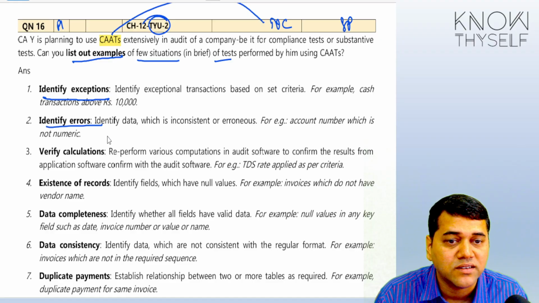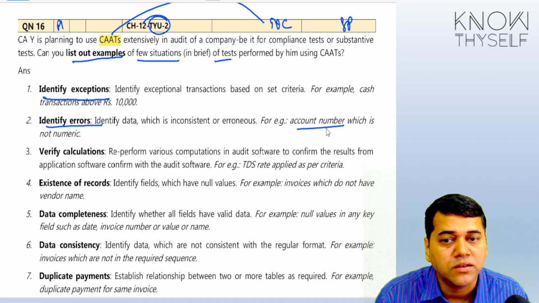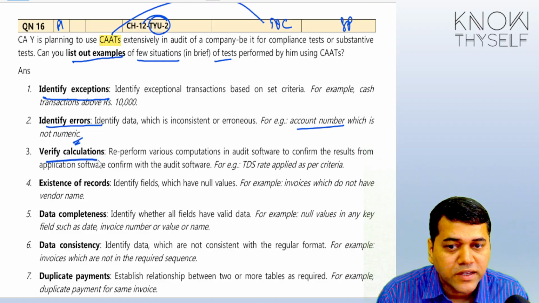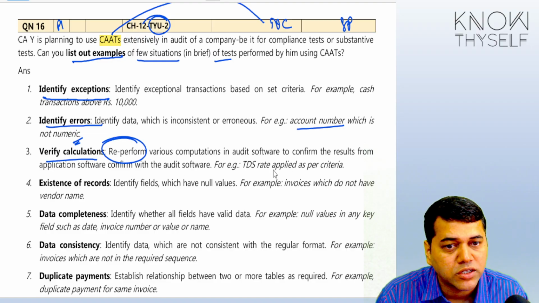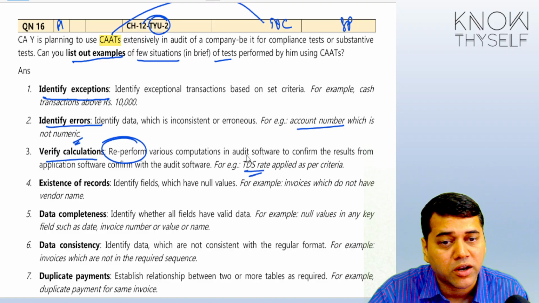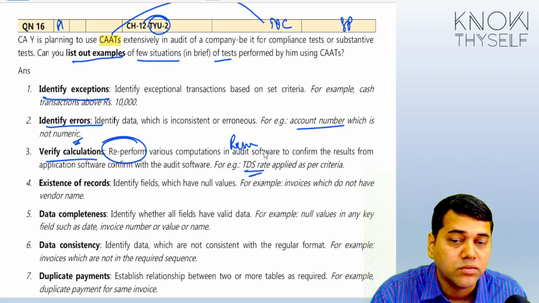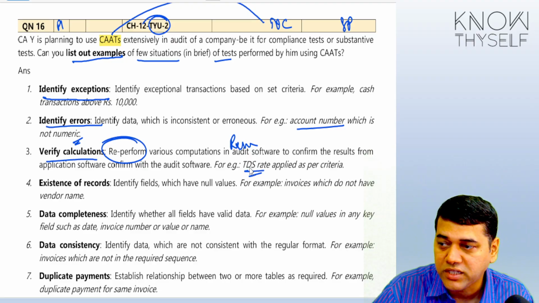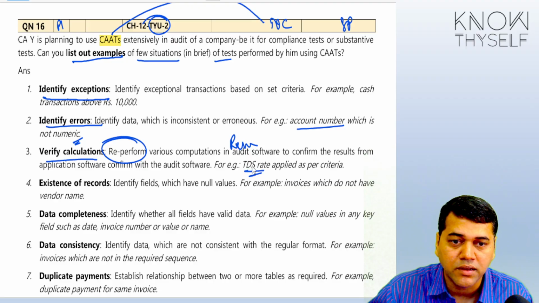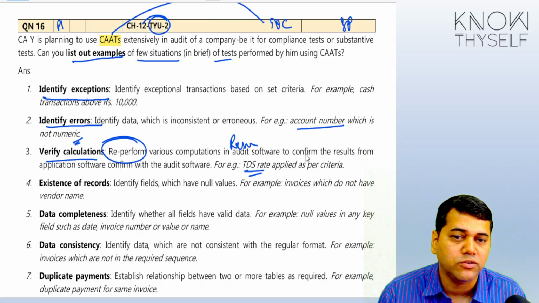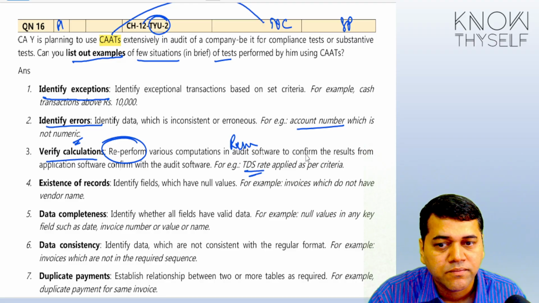Identify the error. For example, an account number which is not numeric. Verify the calculation. You can re-perform the calculation, like what is the TDS rate applicable, or you can give that logistics example. You can recalculate the revenue now. You have the quantity, you have got the distance, you have got the rates applicable, you have got the truck movement data. So using these automated tools, CAT tools, you can calculate.